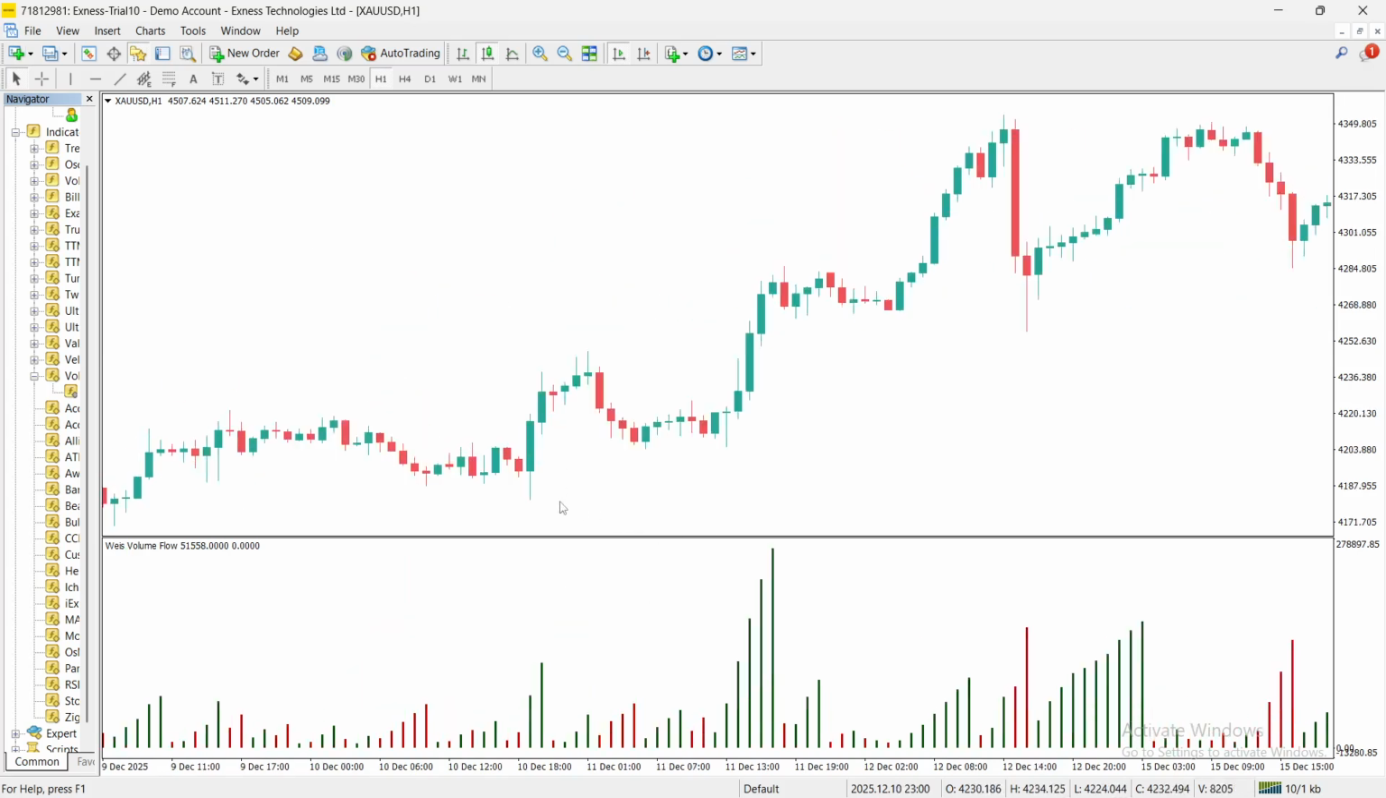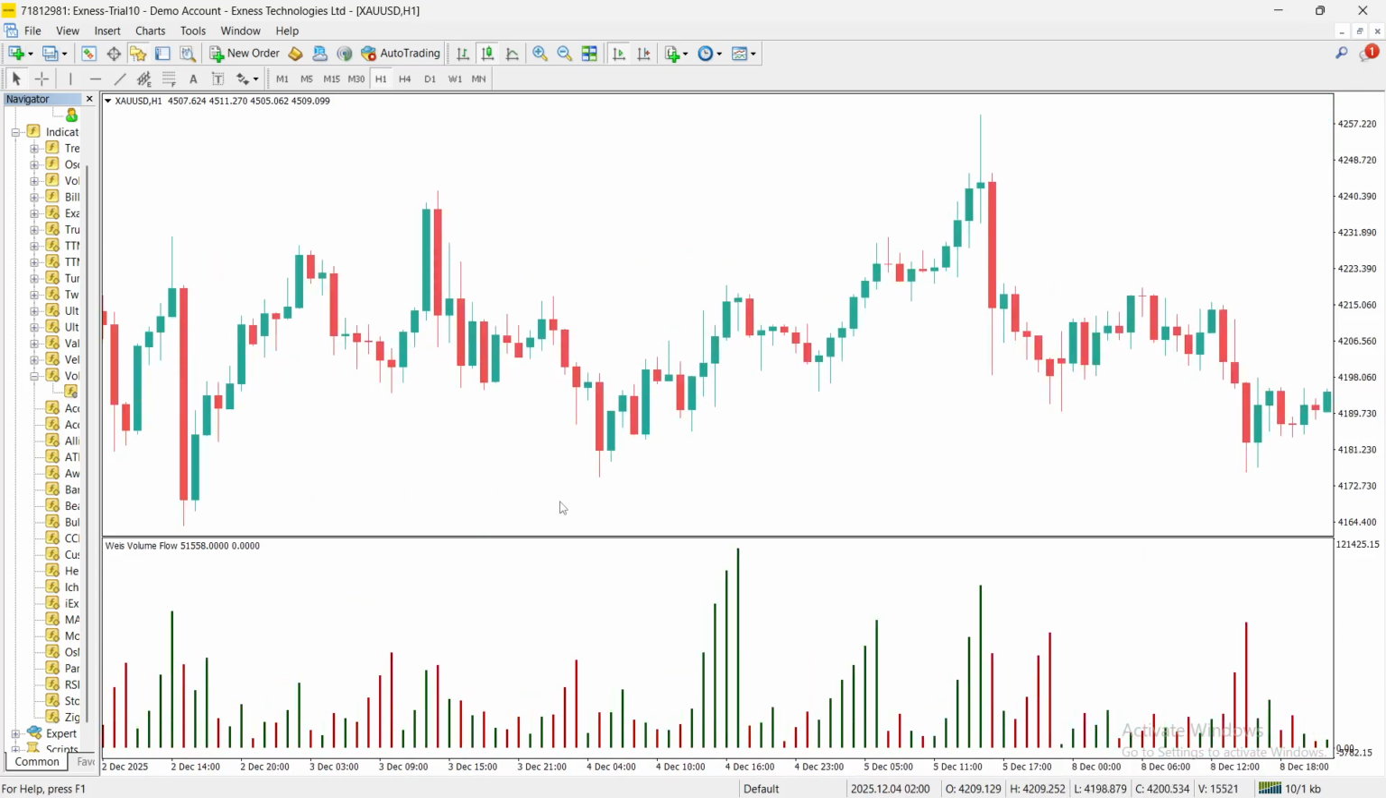This overview from the Forex Geek highlights how analyzing the flow of volume using modified OBV and moving averages can predict market movements and identify accumulation and distribution phases.